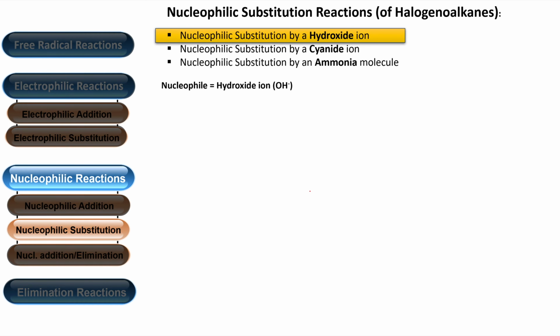So the nucleophile in this case obviously would be the hydroxide ion. So the general equation will look something like this. So we have this halogenoalkane plus sodium hydroxide, which provides the hydroxide ion. As a result of this substitution, the halogen will be substituted with the hydroxide ion. So we end up with alcohol. Let's look at the real example.